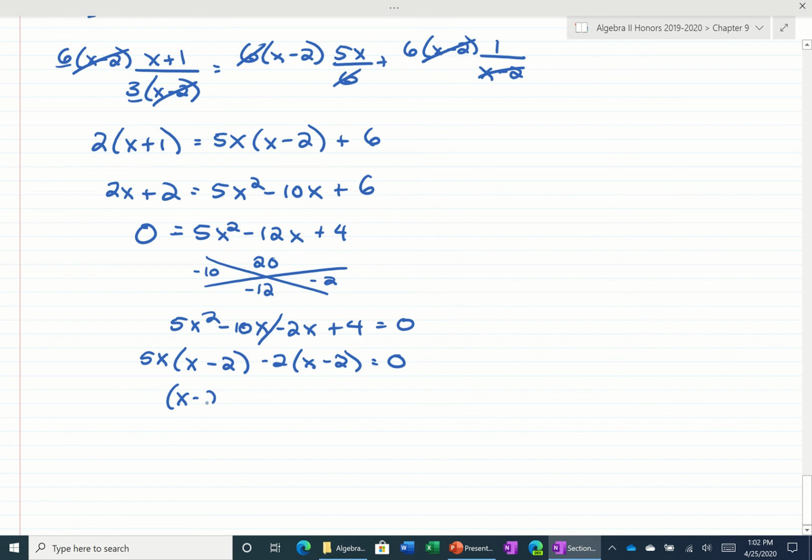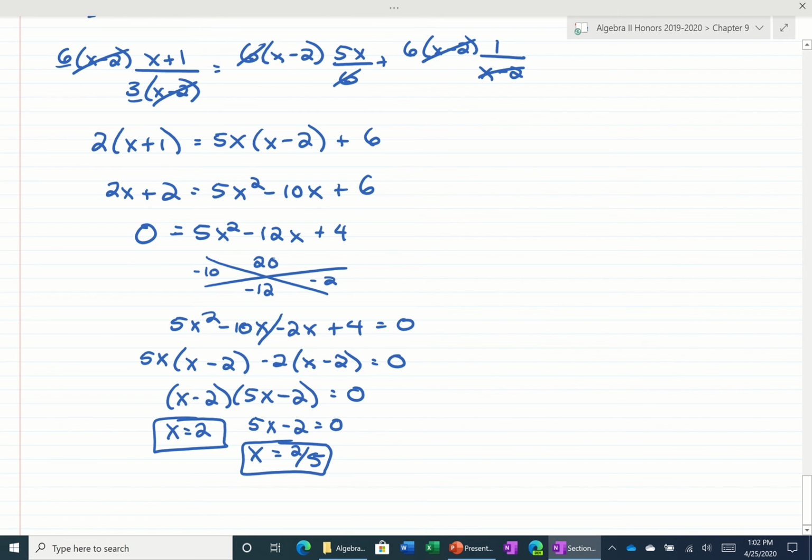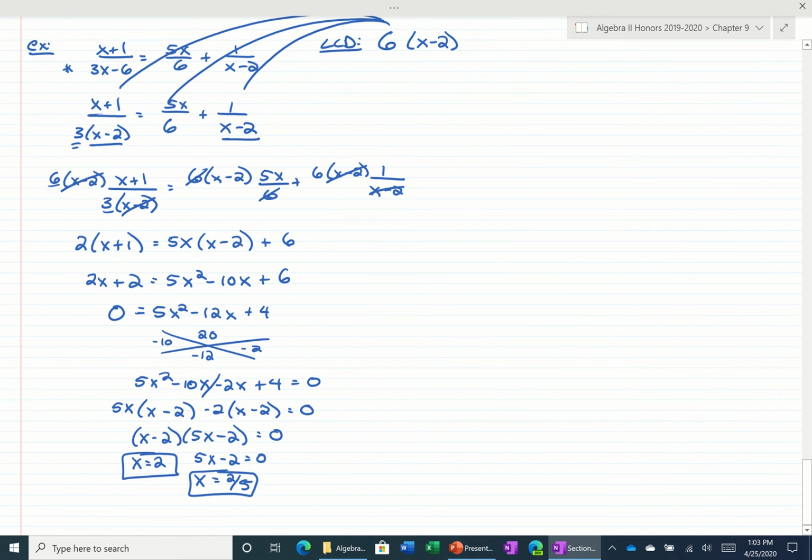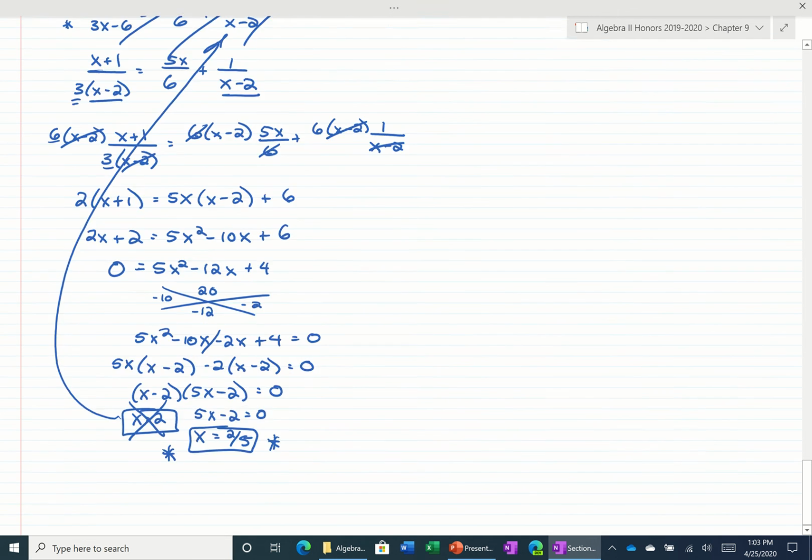And this factors to be x minus 2 times 5x minus 2. Set these equal to 0. You get x is 2. And set this equal to 0. Bring the 2 over, divide by 5. And you get 2/5. So let's just look at our original problem, make sure everything's good. 2/5, if you plugged it in, would be fine. But the 2 is not okay, because that would make this denominator 0. So the only answer would be 2/5. Right? The other one would be extraneous.